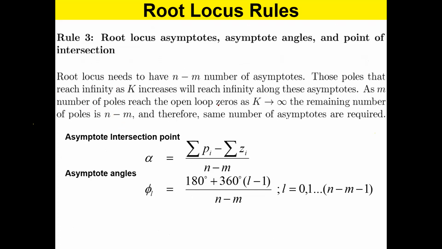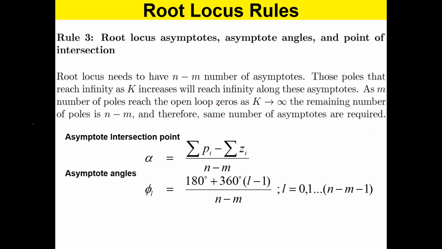Rule 3, root locus asymptotes. Now we just started this discussion, asymptotes. When you say asymptotes, you want to know what is the angle of the asymptote, right? Is it on the real axis? Is it on the imaginary axis? Is it at an angle to the real axis? So you want to know the angle.